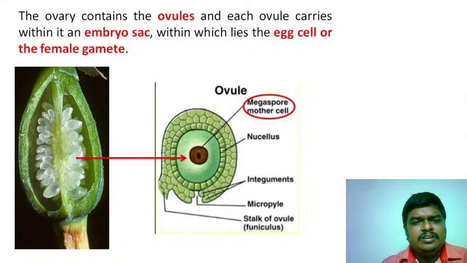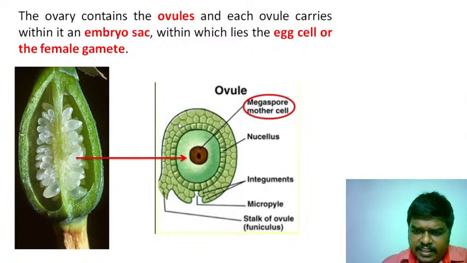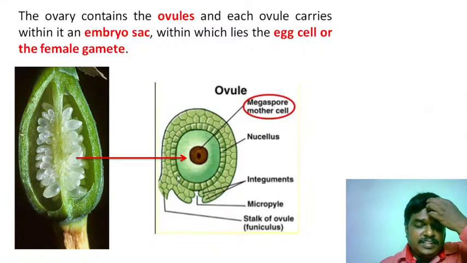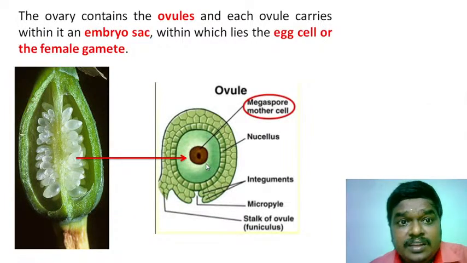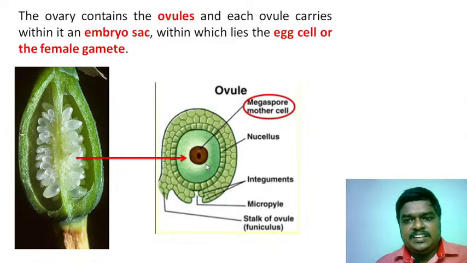Understand clearly, children? This is the ovary. Inside that ovary, ovules are there, and ovules contain the embryo sac. So within the embryo sac only, the female gamete or egg cell is present.